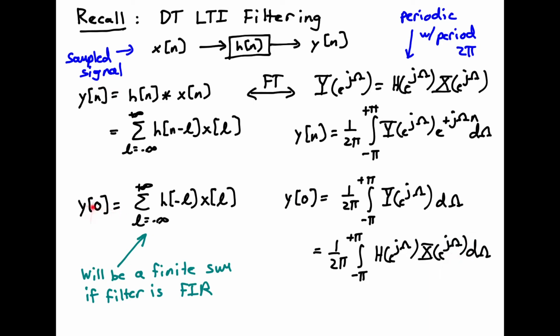Similarly, I could evaluate my convolution sum at a single time point, time 0, and so I just plug in n equals 0 here, and I end up with this summation. If my filter is a finite impulse response filter, then this will turn out to be a finite sum. In general, the convolution is an infinite sum, but if the filter is FIR, this will be a finite sum. All right, so this is all straightforward from standard discrete time LTI filtering.